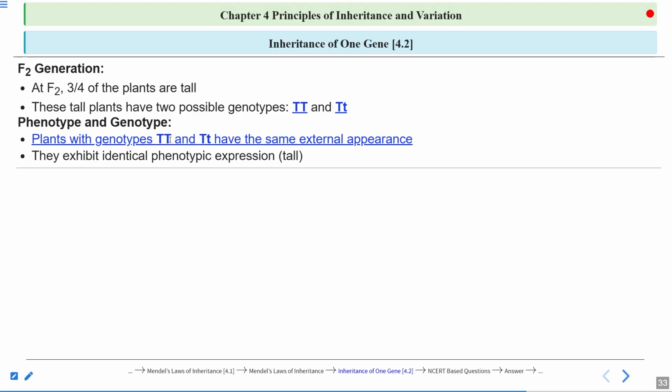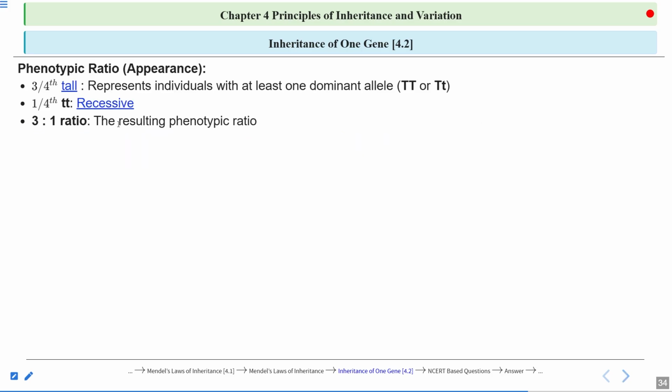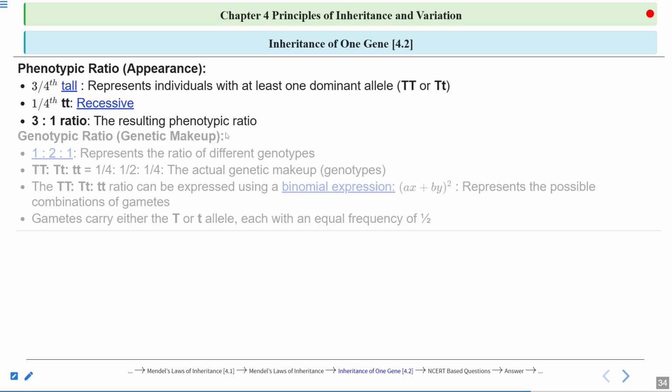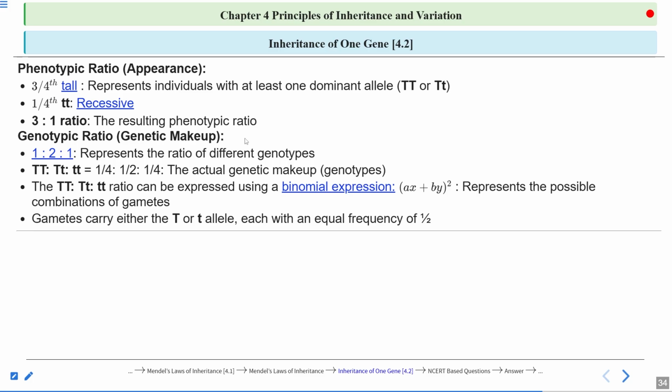So plants with genotype capital T capital T and capital T small t have the same external appearance, means they have the same phenotype. Clear? So the phenotypic ratio is 3:1. This we have discussed. And the genotypic ratio will be 1:2:1. Now you can see this ratio 1 is to 2 is to 1 can be expressed using a binomial expression, which is (ax plus by) whole square, which is nothing but (a plus b) whole square. So this equation represents the possible combination of the gametes.